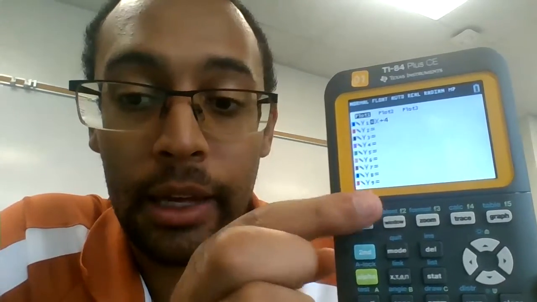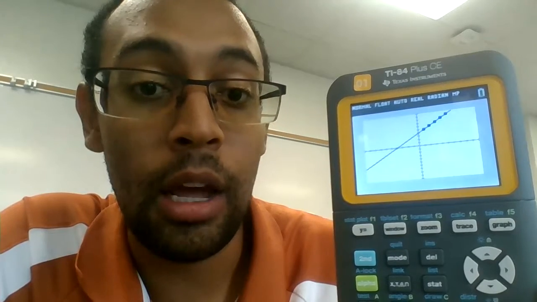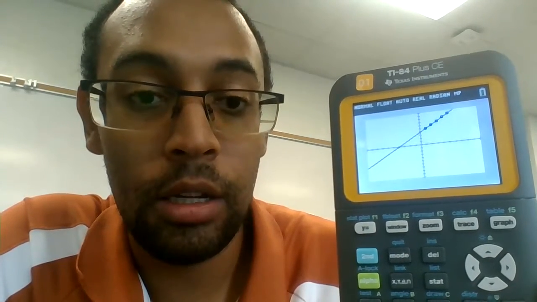Okay, let's see if it fits those 5 points that I plotted earlier. So I go to graph, and it does go through those 5 points. So here's an example of continuous data as well as discrete data.